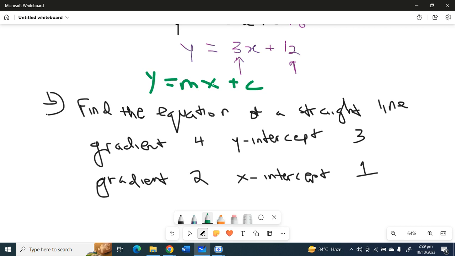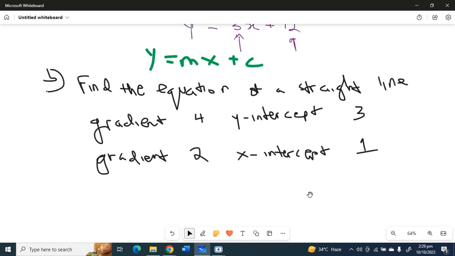All right. So we've been given some information. We have an example here that tells us: find the equation of a straight line with a gradient of 4 and a y-intercept of 3. So this one is very easy. It's just a matter of substitution. So we'll call this one part 1.